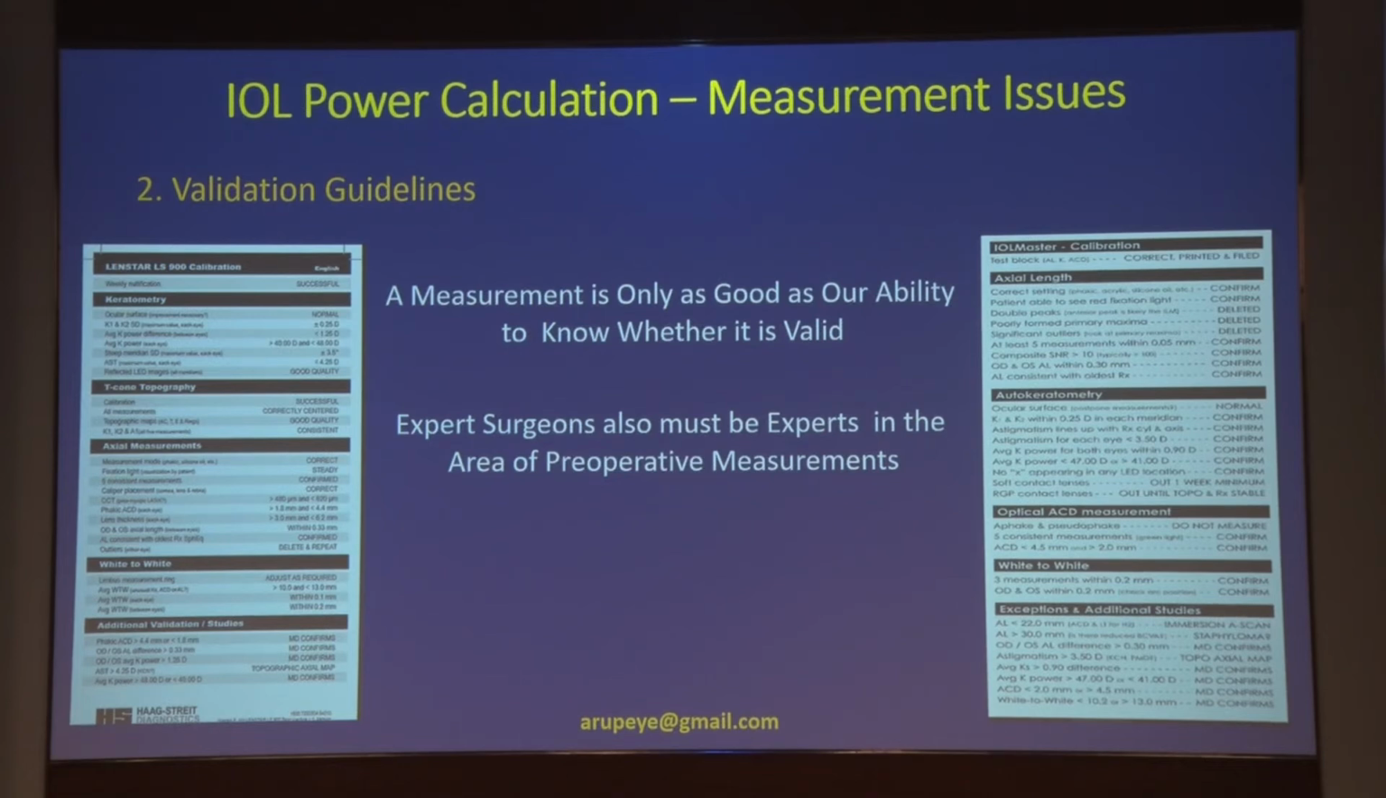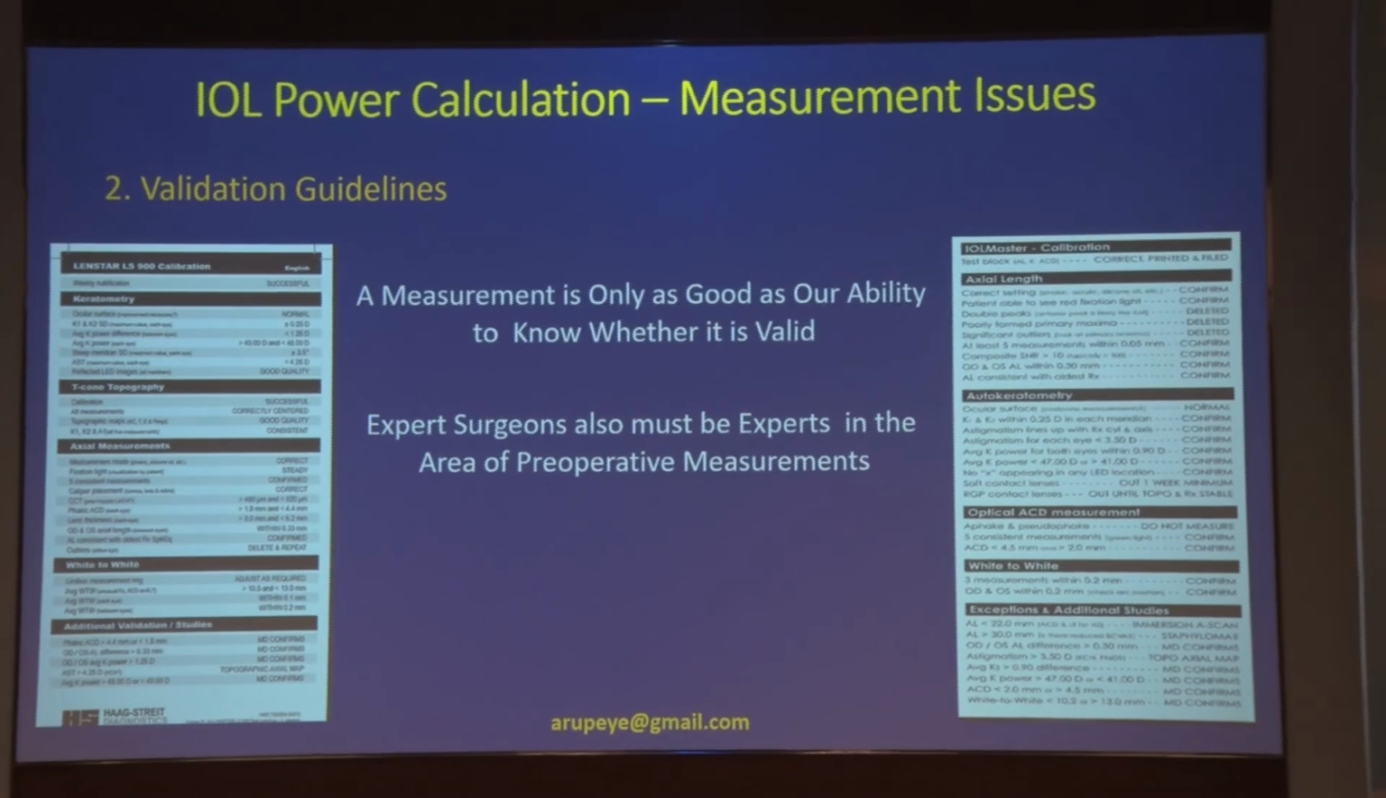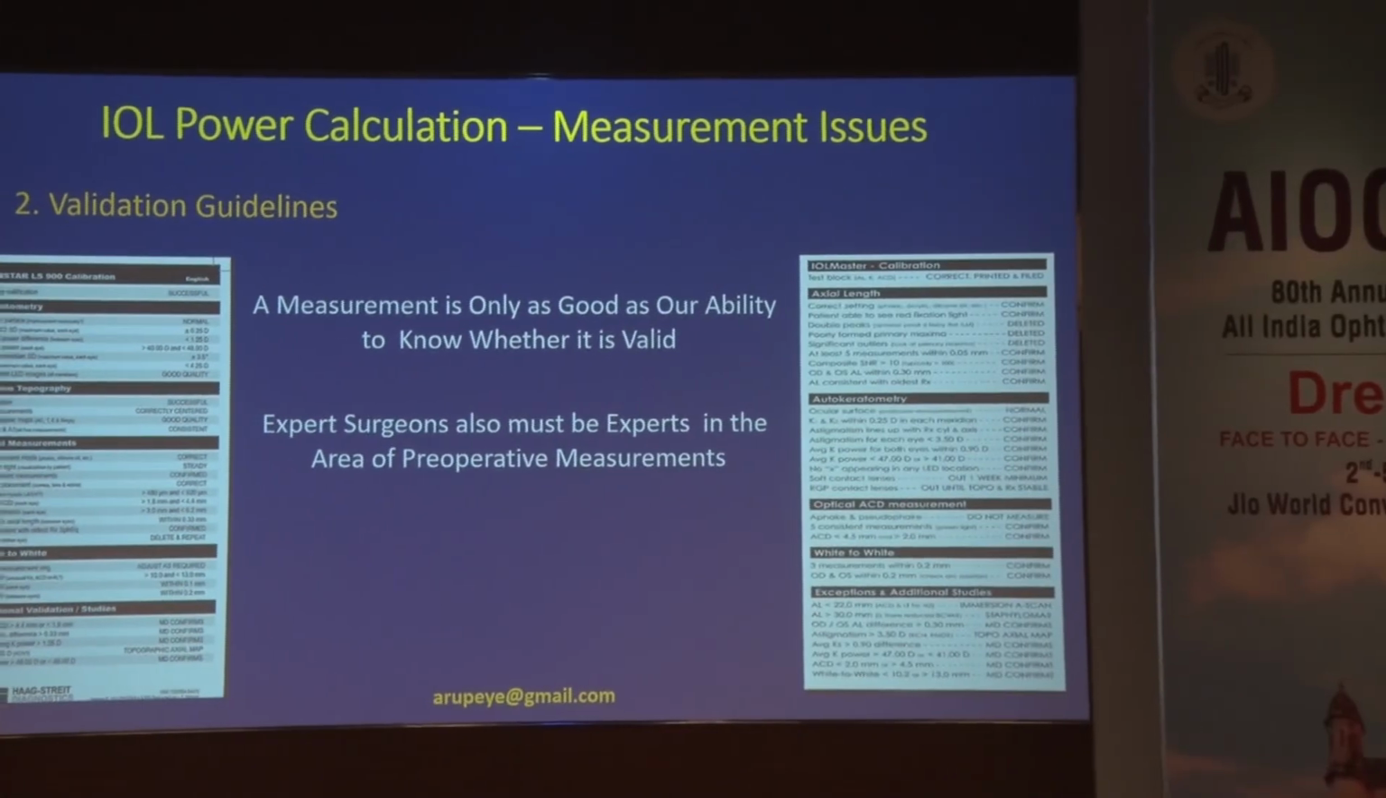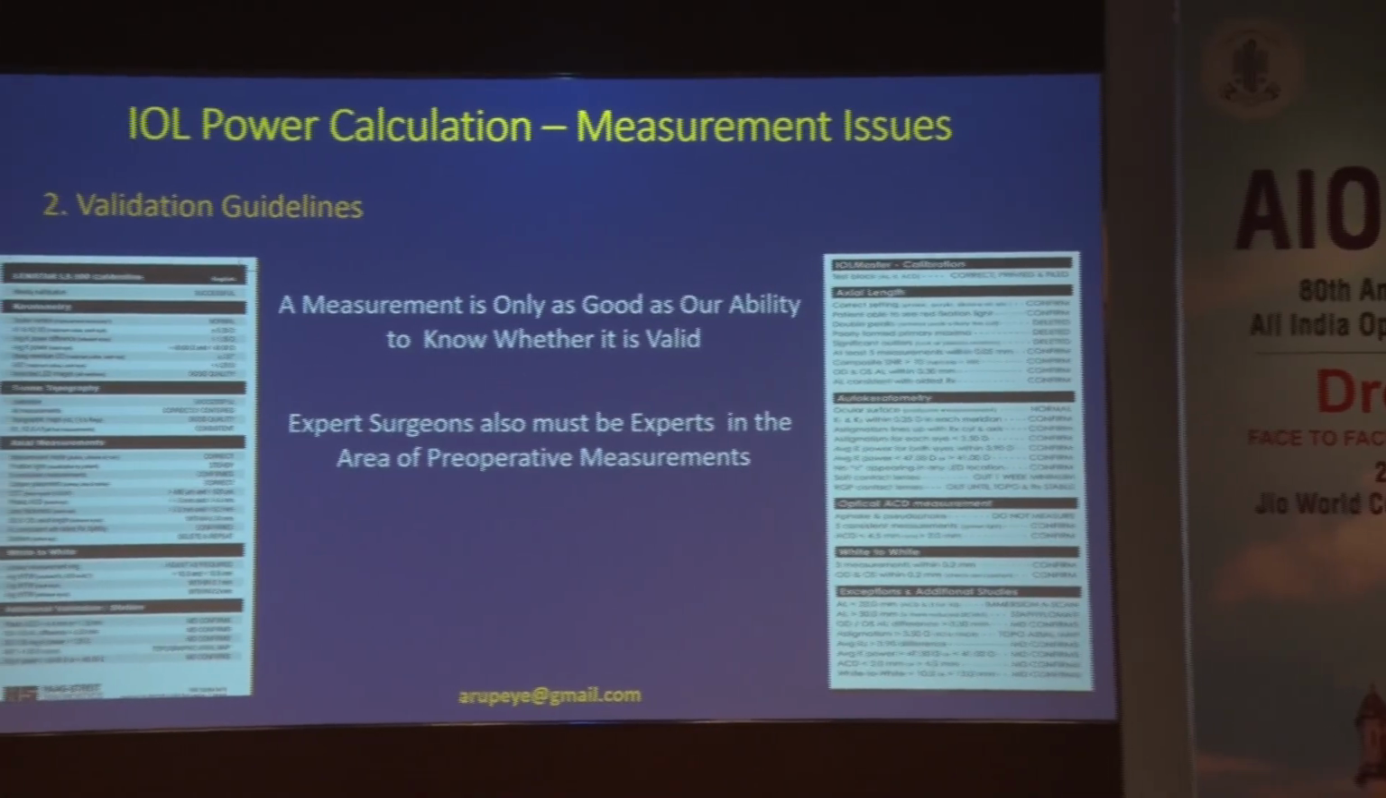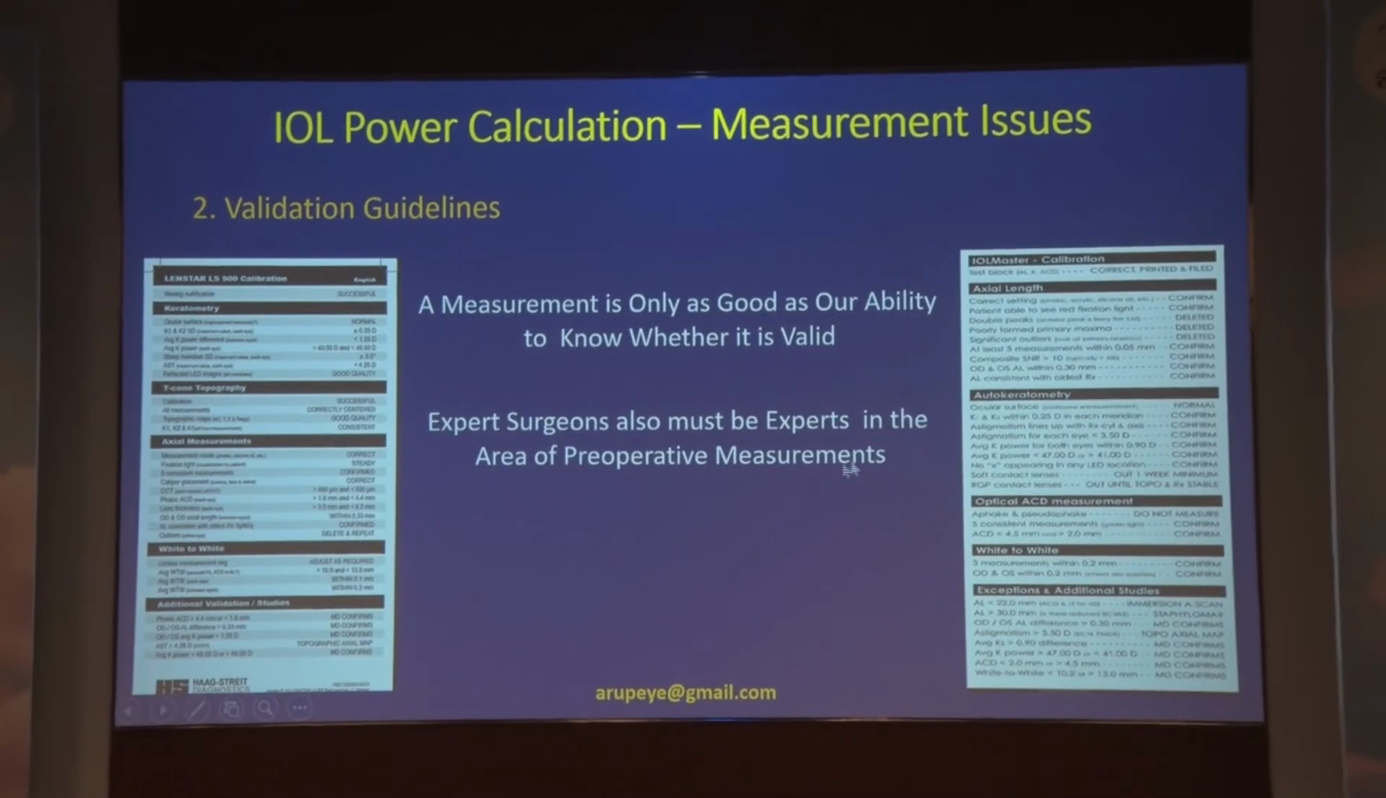You should know the latest, what is happening, what are the possible mistakes that can happen. And there are validation guidelines. For example, there are certain guidelines that come up. This dish has to be stuck on the biometry room wall. And those suspicious values, dubious values have to be deleted, and you have to take repeat measurements.